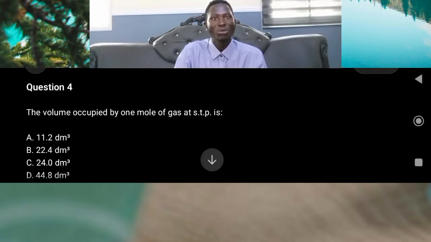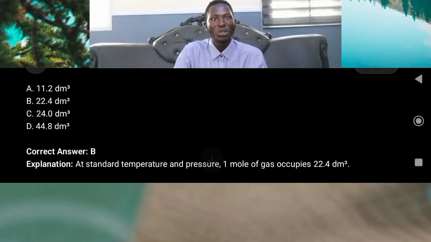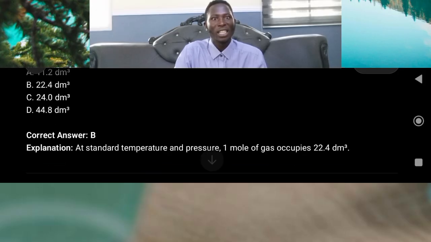Question 4 says that the volume occupied by 1 mole of gas at s.t.p is: A, 11.2 dm cube; B, 22.4 dm cube; C, 24.0 dm cube; and D, 44.8 dm cube. So what is the correct answer of this question? The correct answer is B. Let's see the explanation. At standard temperature and pressure, 1 mole of a gas occupies 22.4 dm cube. So the answer is B.